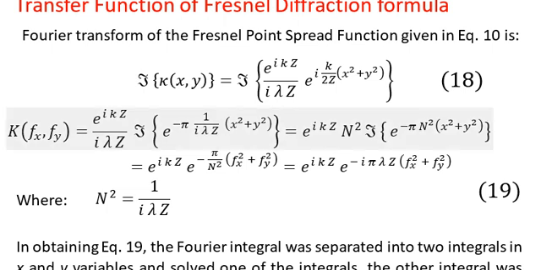So we have e to the power iota kz, the term that was already present, and now the Fourier transform is e to the power minus pi over n square, and within the bracket we have fx square plus fy square. And then we can substitute the value of n square back over here, because we used the n square factor for writing the Fourier transform, and replacing n square by its original value, we get e to the power iota kz multiplied by e to the power minus iota pi lambda z within the bracket fx square plus fy square. So this is equation number 19.